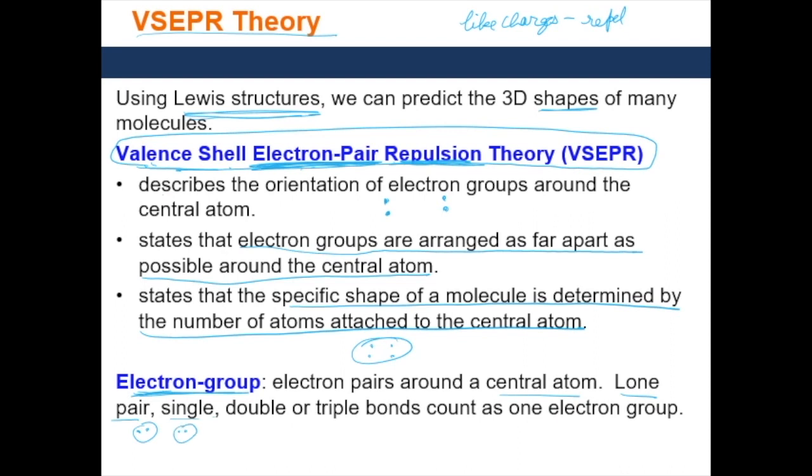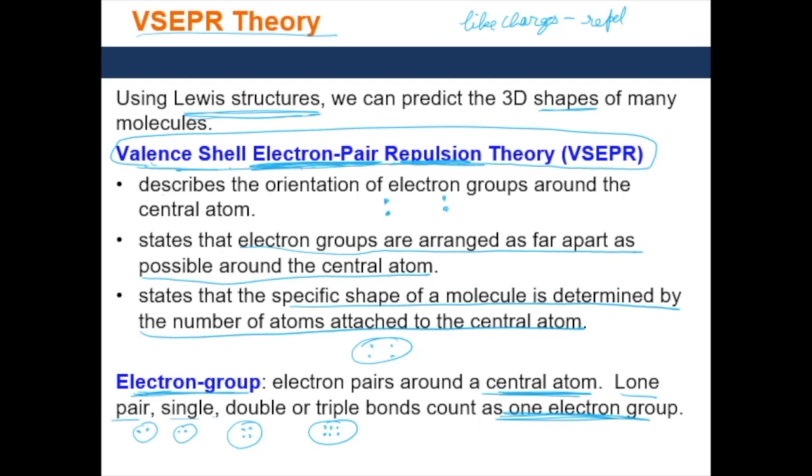A double bond is an electron group. A double bond is 4 electrons. A triple bond is also regarded as an electron group. A triple bond means a total of 6 electrons that are shared. So each of these is regarded as one electron group. So how many electron groups are present around the central atom? That would determine the shape or orientation of the molecule.